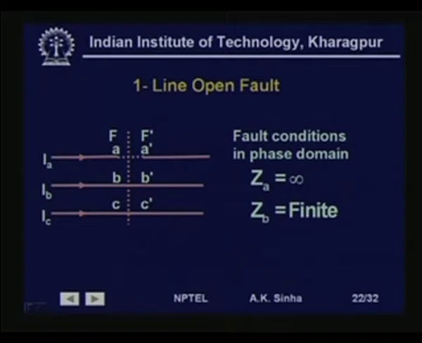Now, we want to simulate one line open or a single phase open fault. Again here, as we have seen, we have this fault created between 2 points F and F dash. Now, in this case what we have, Za is infinite if we see the previous system, and Zb is finite. So, substituting Zb as finite, these 2 lines are connected and we have a finite impedance here, and there is an infinite impedance here because it is open here.